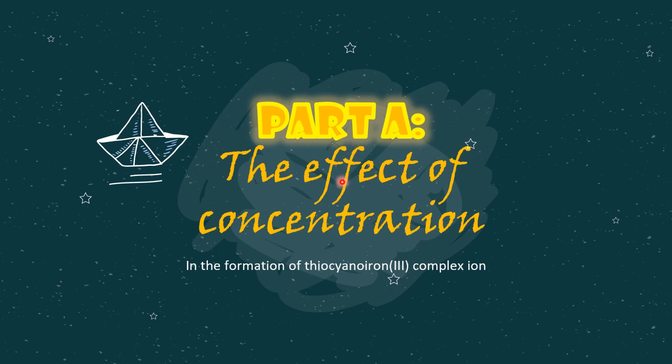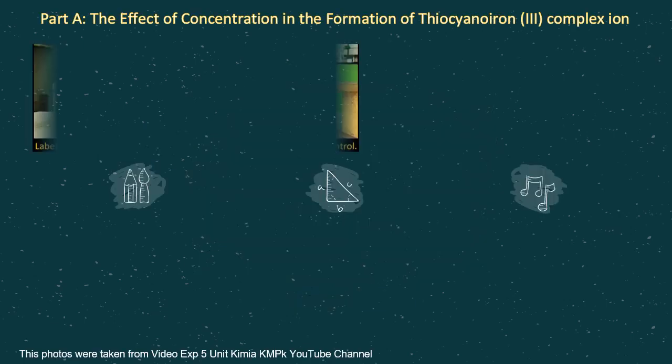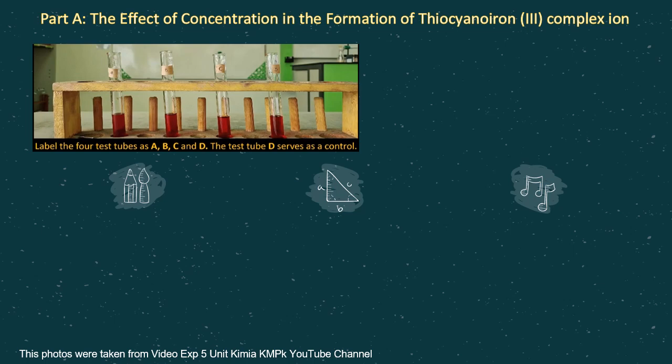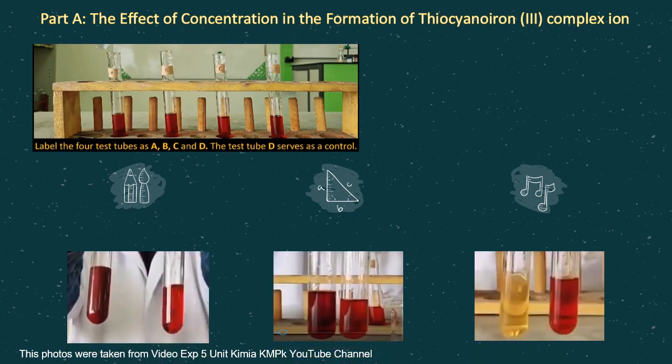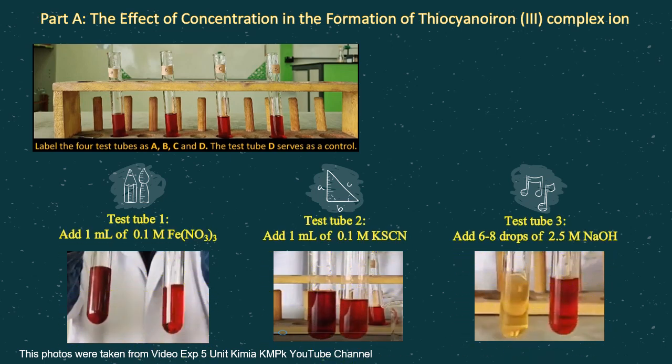Part A. The effect of concentration in the formation of thiocyano-iron-free complex ion. First, there are 4 test tubes labeled as A, B, C, and D. The test tube D serves as a control. These 3 sets of results are from test tube A, by adding 1 ml of 0.5 molar iron nitrate. Test tube B, add 1 ml of 0.1 molar KSCN. Test tube C, add 6 to 8 drops of 2.5 molar sodium hydroxide.